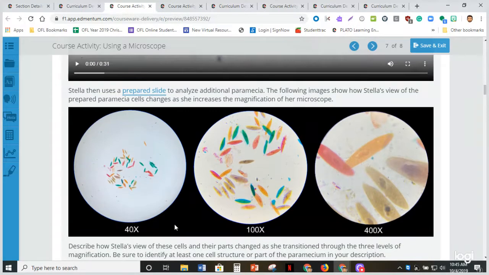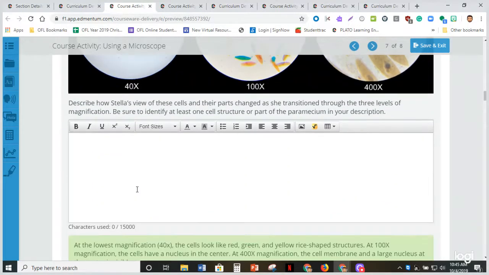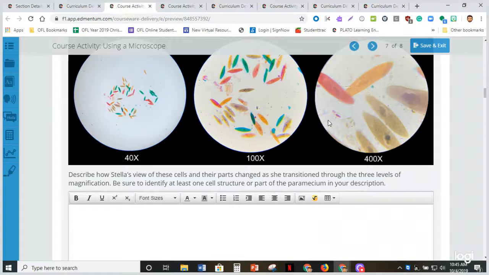What you're noticing is you're trying to compare how the slide looks at 40x versus 100x versus 400x. What things can you see as the magnification gets larger? What do things look like as they are smaller? You're going to answer in this box how you can tell the differences, what happens as the magnification goes up, and maybe what everything looks like in each of the magnifications. You can do comparisons to things that you maybe eat every day.